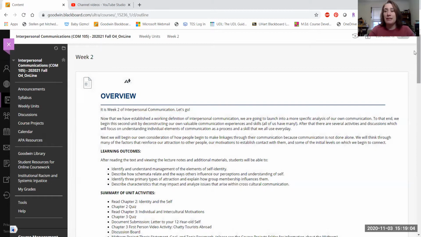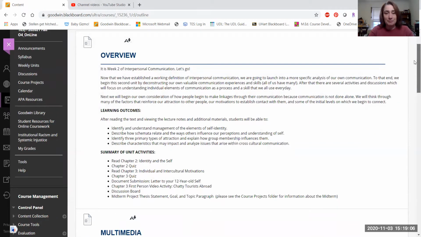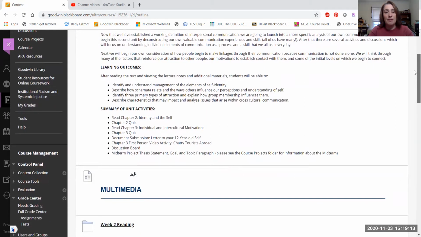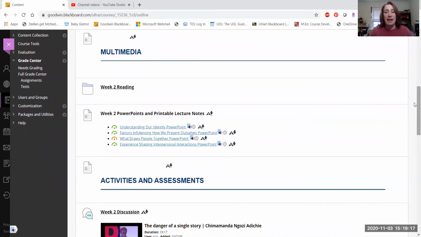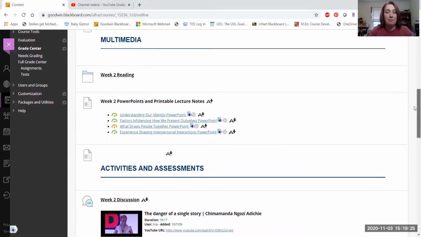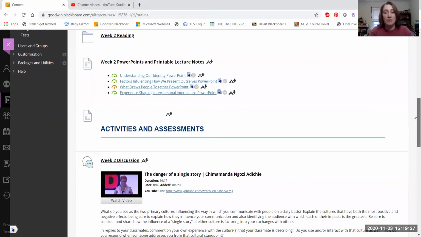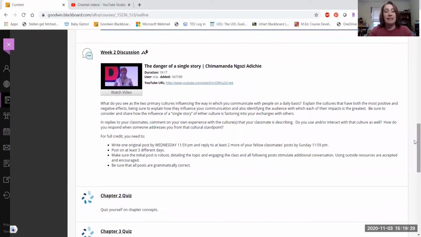We're going to scroll down and you'll see there's an overview for you, some information about what you'll be doing this week, what the outcomes are, what we'll be talking about, a summary of unit activities. You're going to scroll down a little bit further. You've got a reading assignment. And when you click in that folder, you're going to find a link to both chapters 2 and 3 in MindTap. A little bit further are some PowerPoints for you. Here is a link to this week's discussion board.